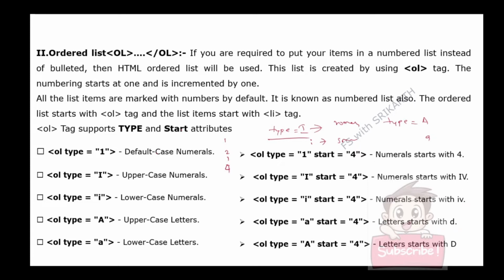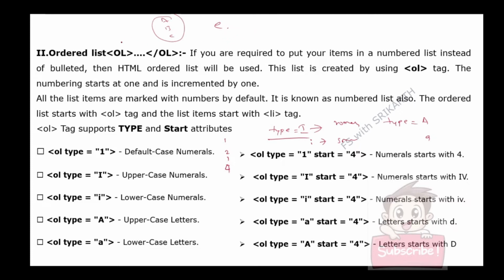But I have one doubt, sir. Everything is good, Srikanth. Suppose you are representing A, B, C, D, right? But is it possible to start from E? Yes, it will be possible. Directly we can start our ordered list from E. How is it possible?